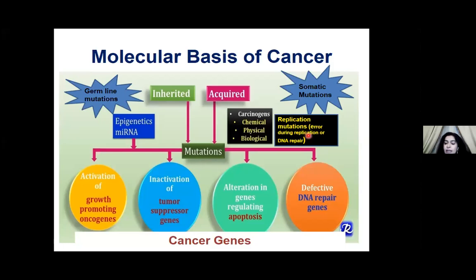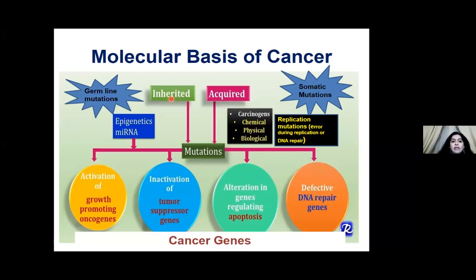Accumulation of mutations can lead to cancer. Or error during DNA repair, DNA damage of the DNA repair genes, for example. Or exposure to carcinogens like chemical carcinogens, physical damage, biological like oncoviruses, like we said before. So these can lead to alterations and mutations, which are somatic cell mutations.